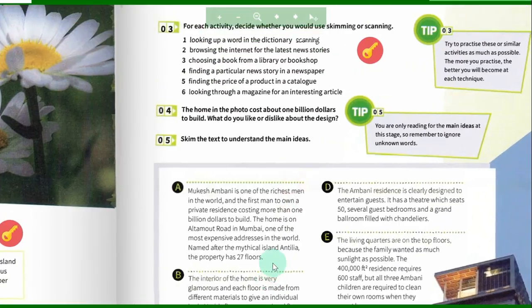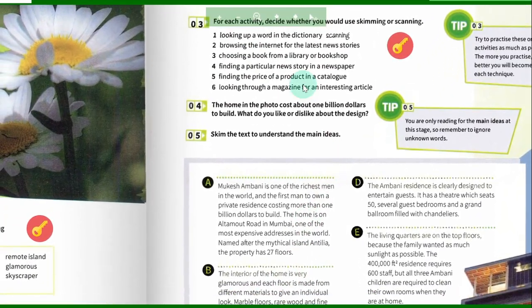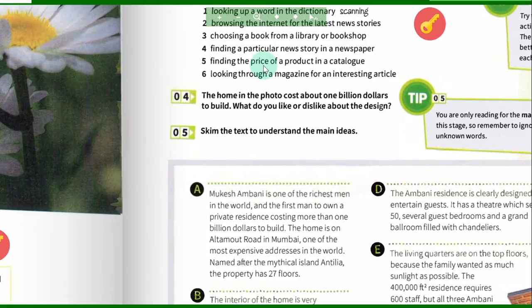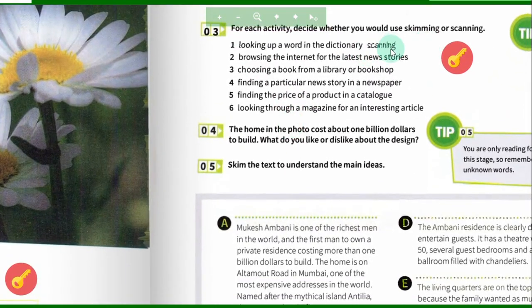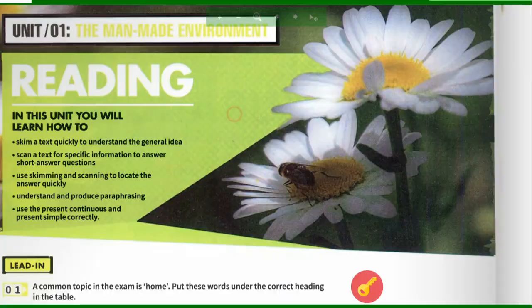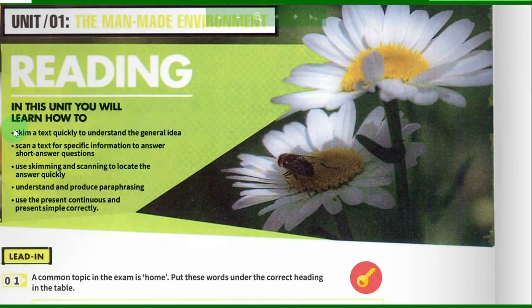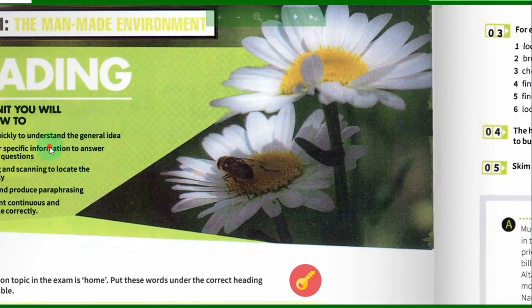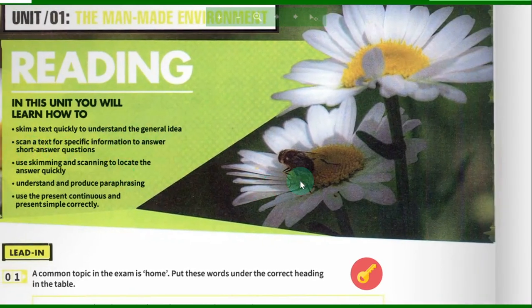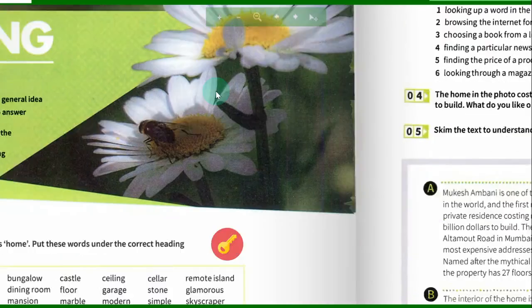So here we've got some questions about scanning and skimming. We have two things here: skim and scan. Skim is when you read a text fully for a general idea. Make sure you write notes. And scan is for when you want to look for a specific word, like a date or a word from a question, so that you can answer the question.